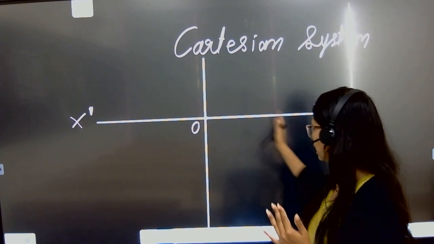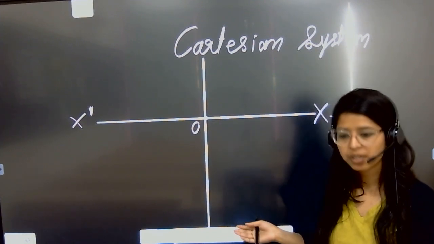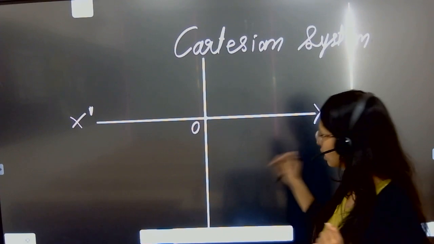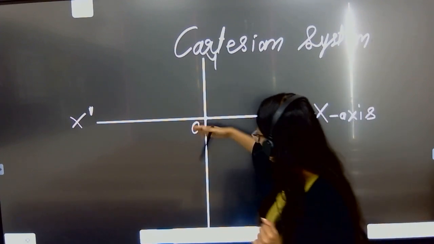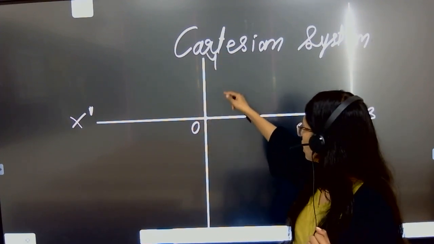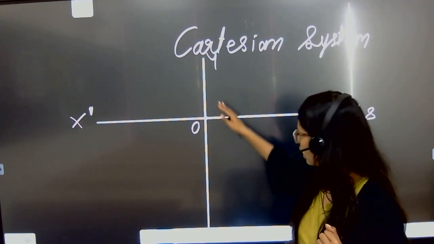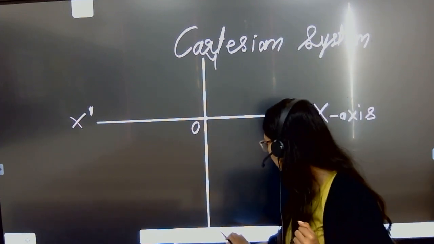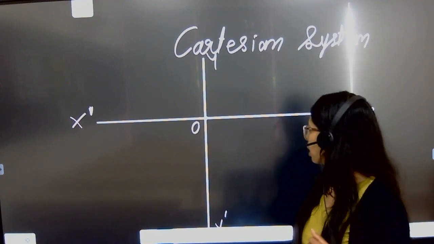On the right hand side we will represent the positive values and on the left hand side we will represent the negative values. Same as above the horizon, we will represent positive values and below the horizon we will represent the negative values of y. Okay, I hope this part is clear.